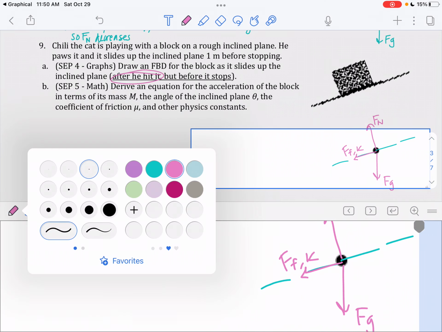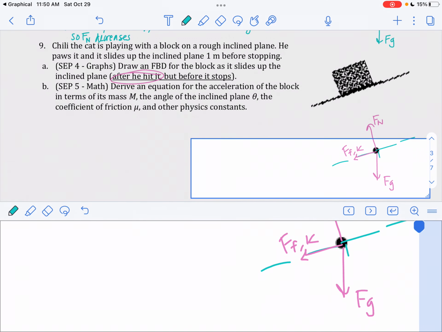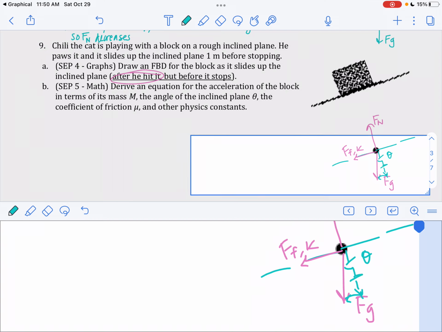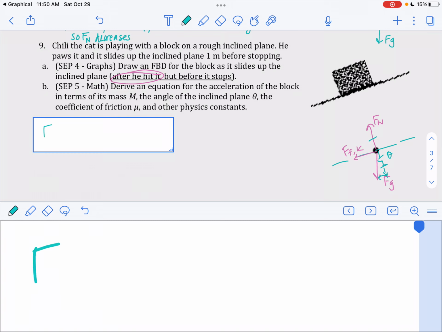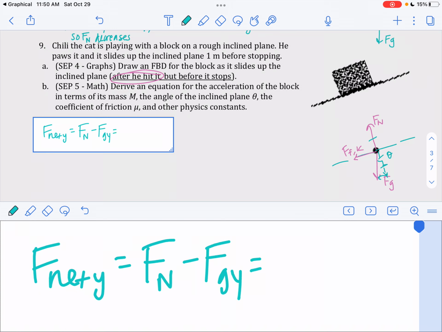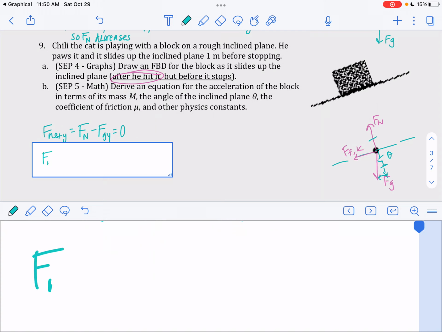Okay, so now I need to break down my components. So I have FGY and FGX. FGX is parallel. Here's where my angle of the ramp goes. Fn and FGY are going to be equal. And then I'm going to start to write an FNet equation. So FNet Y is equal to Fn minus FGY. And because it's not accelerating perpendicularly to the ramp, the net force is 0.